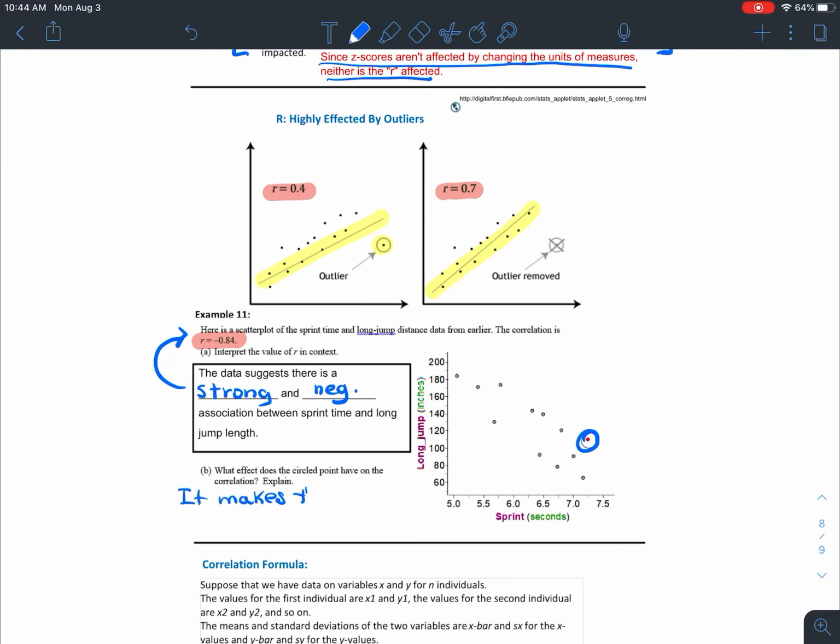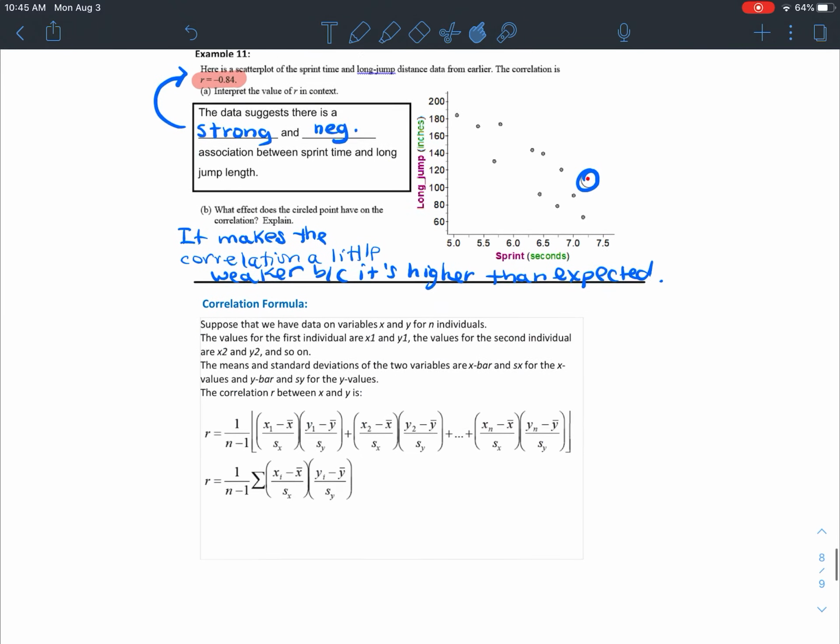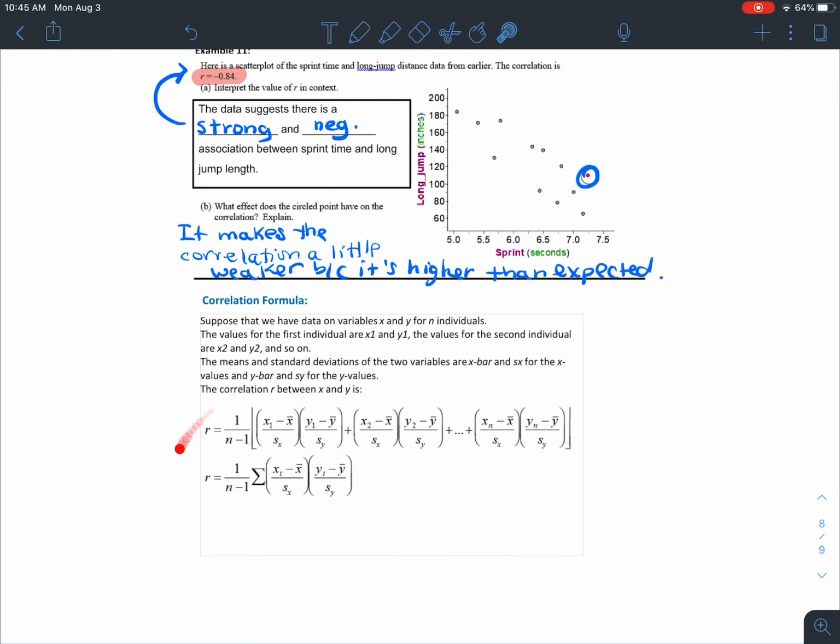So not dramatically, but I might just say that that outlier makes the correlation a little weaker because it's higher than expected. Okay, because it's higher than expected.